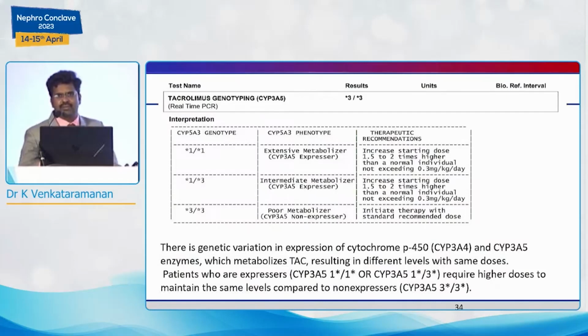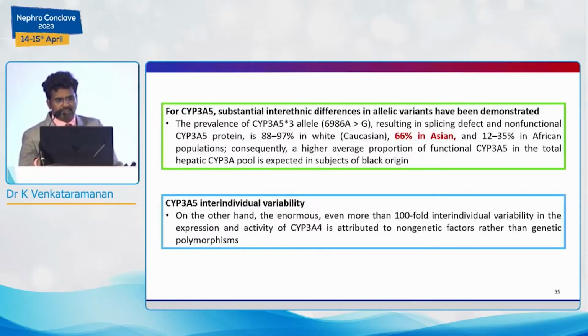If you have any doubt regarding genotyping, or if you are giving a very low dose and still the level is high, or giving a very high dose and the level is still low, and you are not able to maintain the therapeutic drug monitoring window, then you have to go for genotyping.